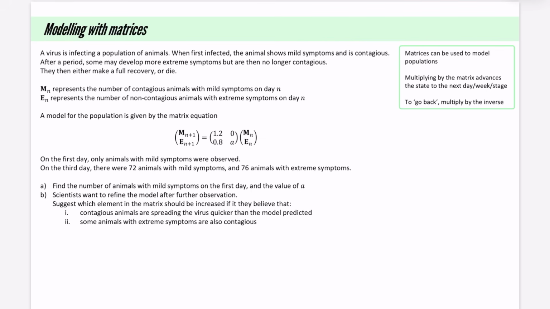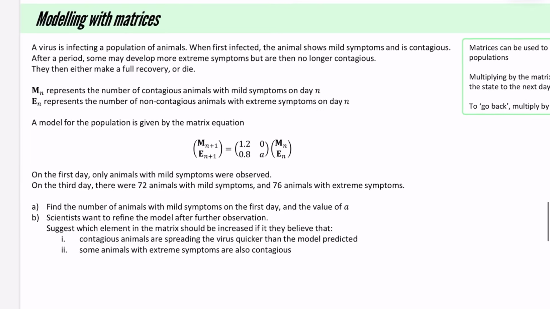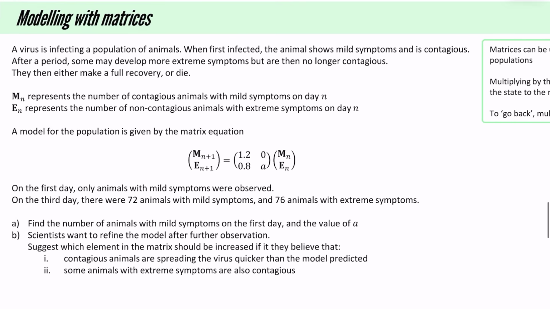Inverse is like reversing a process that we've got here. And I think the challenge in these questions is really just that there's a lot of text and a lot of trying to understand what is going on here. So, a virus is infecting a population of animals. When first infected, the animal shows mild symptoms and is contagious. After a period, some may develop more extreme symptoms but are then no longer contagious. They then either make a full recovery or die.